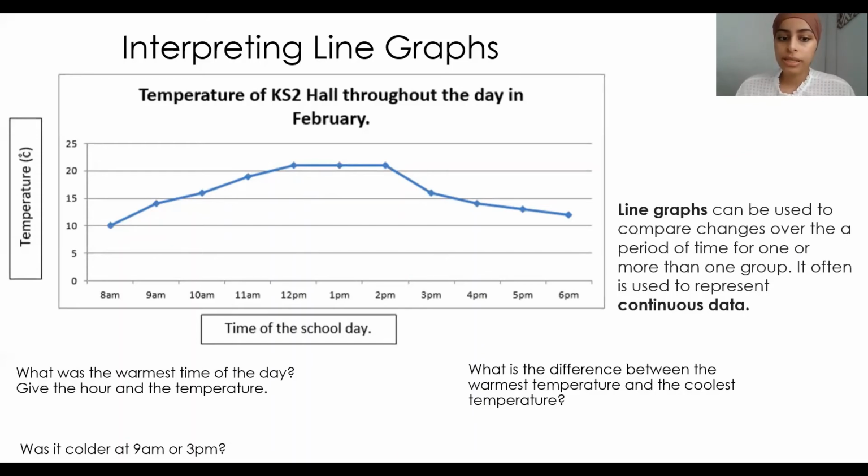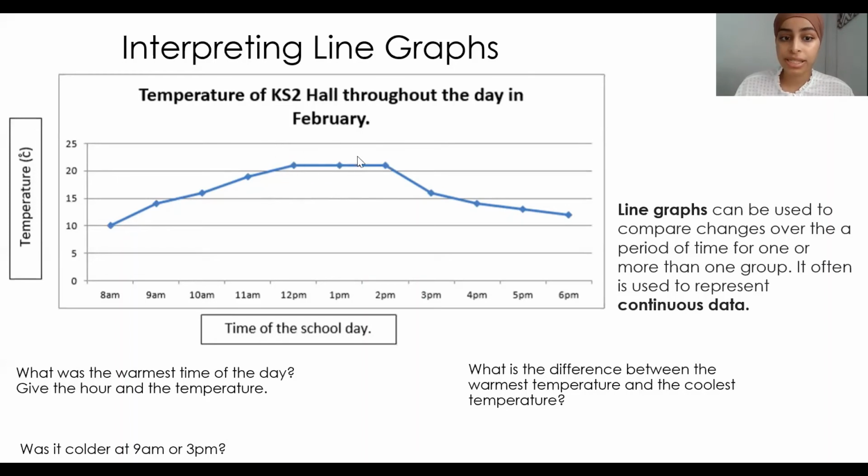What was the warmest time of the day? Give the hour and the temperature. It's asking for two answers in this one. It wants something from the x-axis and something from the y-axis. Because we're looking at temperature, we know that the higher the value, the higher the number, that means it is warmer. So I'm going to be looking at the peak, or the tip of the line that we've charted here, and it takes us right to the top here.